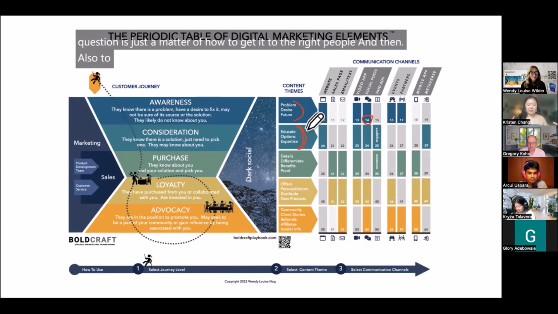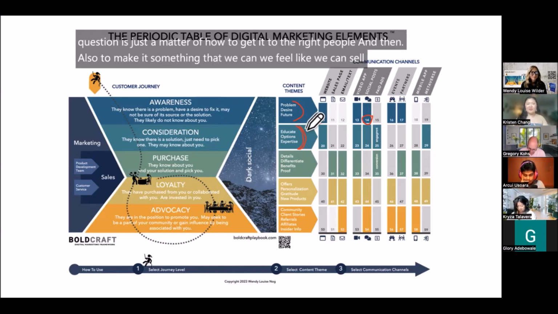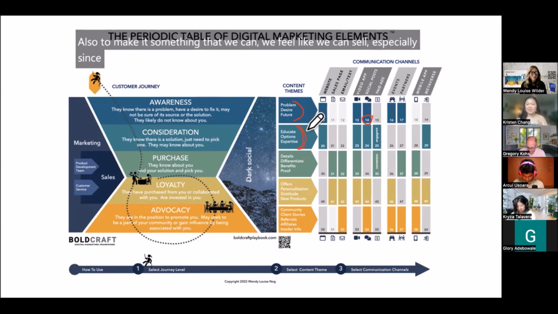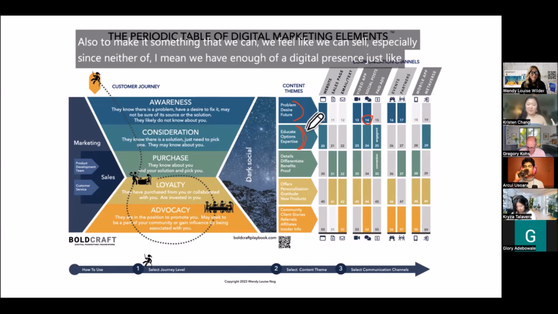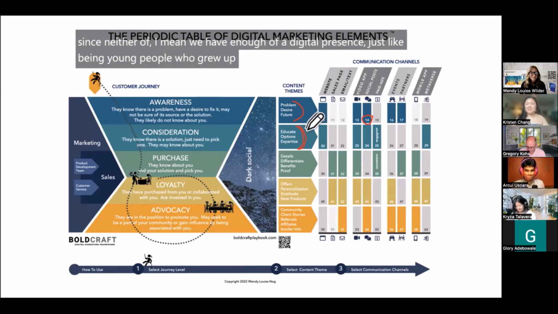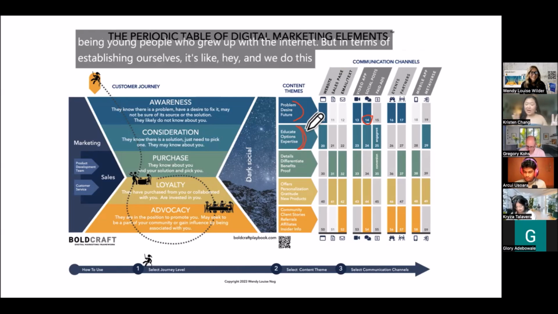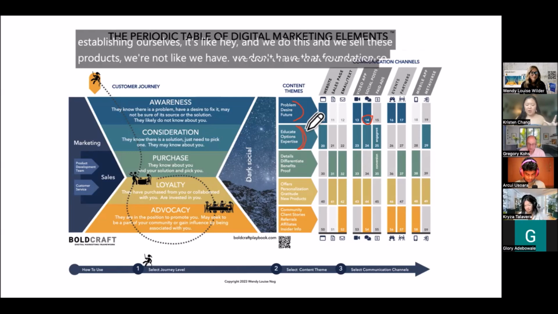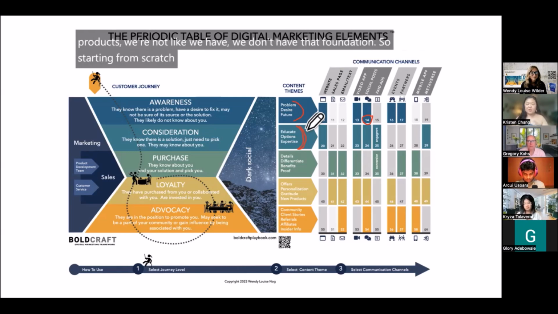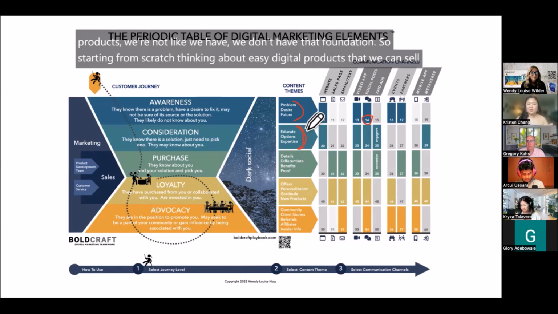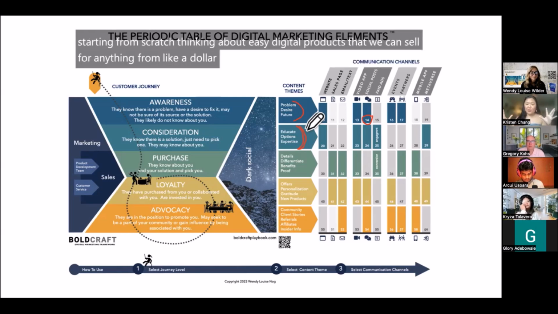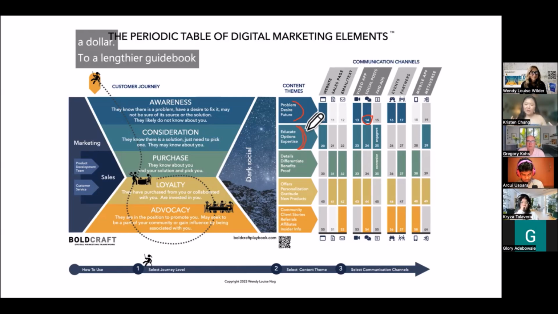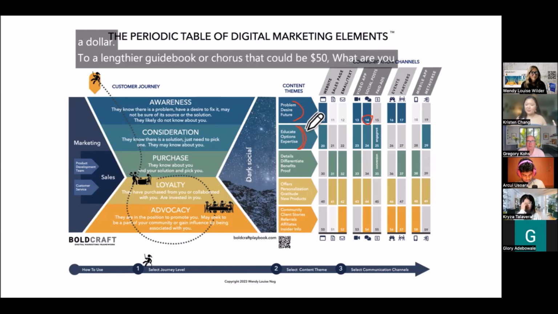make it something that we feel like we can sell, especially since, we have enough of a digital presence, being young people who grew up with the internet. But in terms of establishing ourselves as people who do this and sell these products, we don't have that foundation. So starting from scratch, thinking about easy digital products that we can sell for anything from $1 to a lengthier guidebook or course that could be $50. What do you recommend we take a look at?